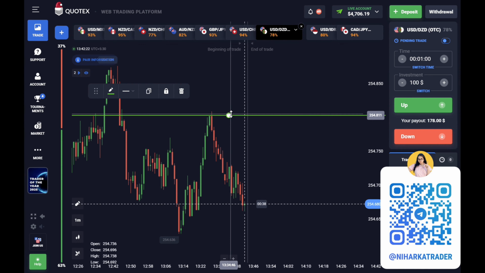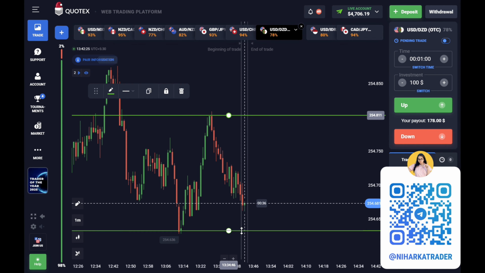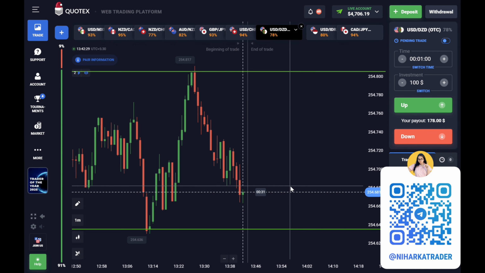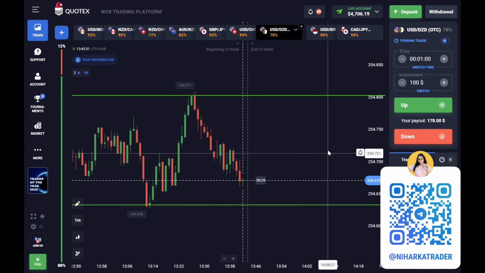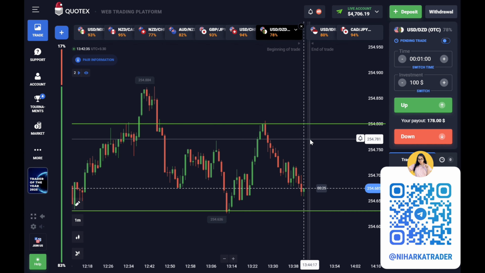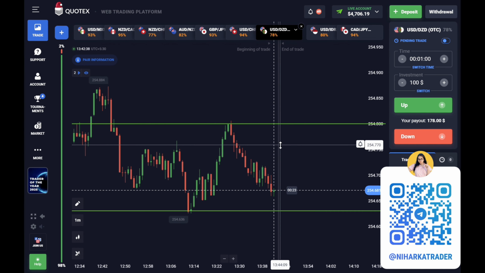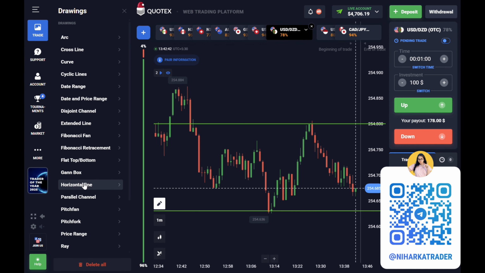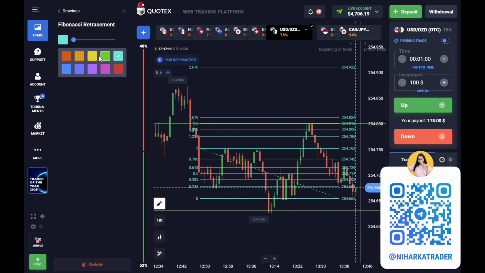So I have placed this level right there. And on the lower side, this is the support level. I have marked it here. Now the support and resistance levels are set. I am not marking them with double lines because I am going to use a tool here. After that, I will use my Fibonacci retracement tool here. So I will go here and select this tool from here.